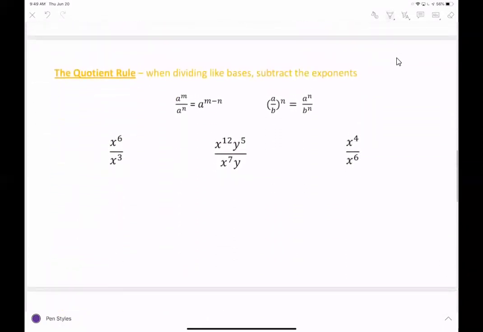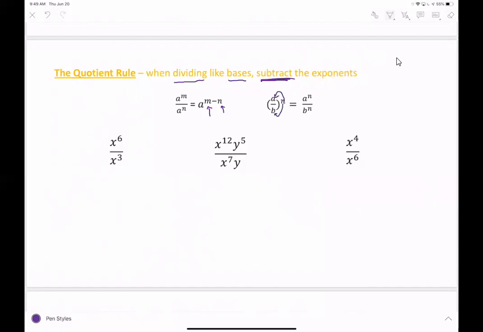The third rule is the quotient rule. The quotient rule says that when we're dividing like bases, we subtract the exponents. Now, when I look here, notice what we're doing. We always subtract the bottom exponent from the top exponent. And the same rule applies if I have parentheses with an exponent: I can apply it to both of those.